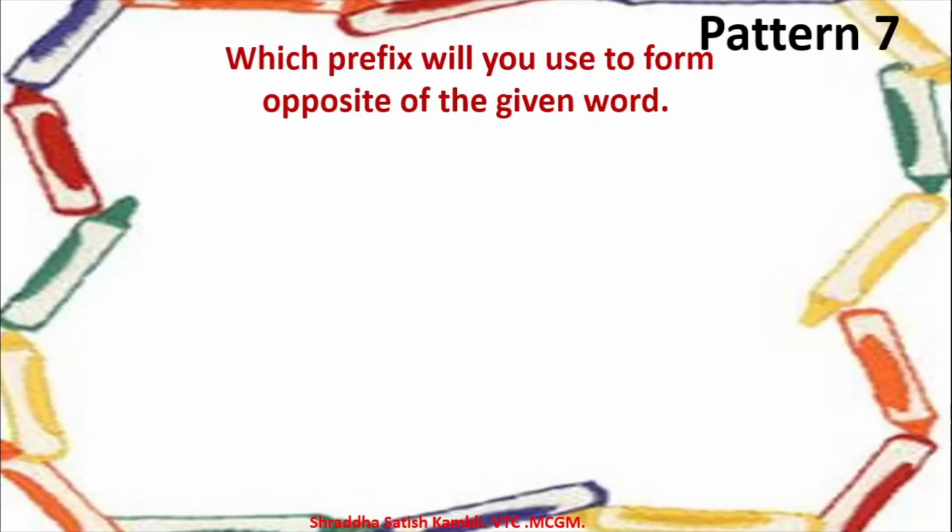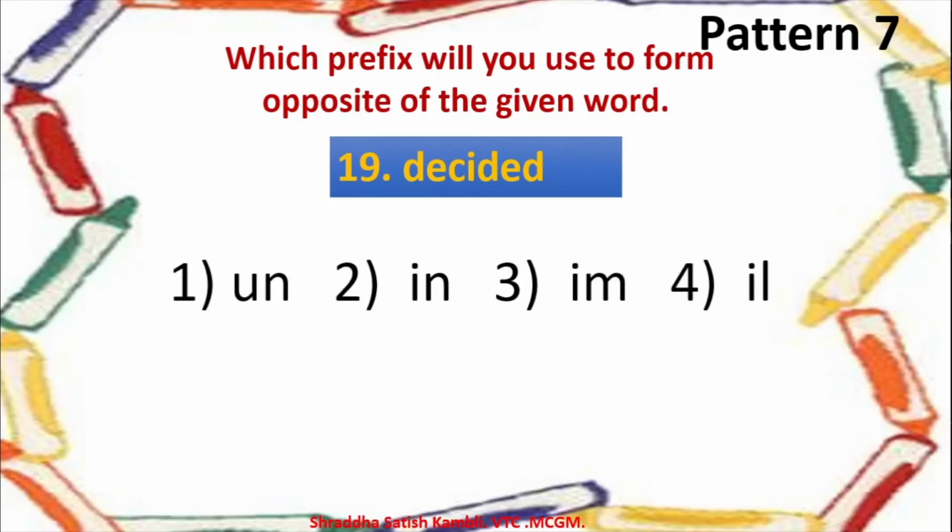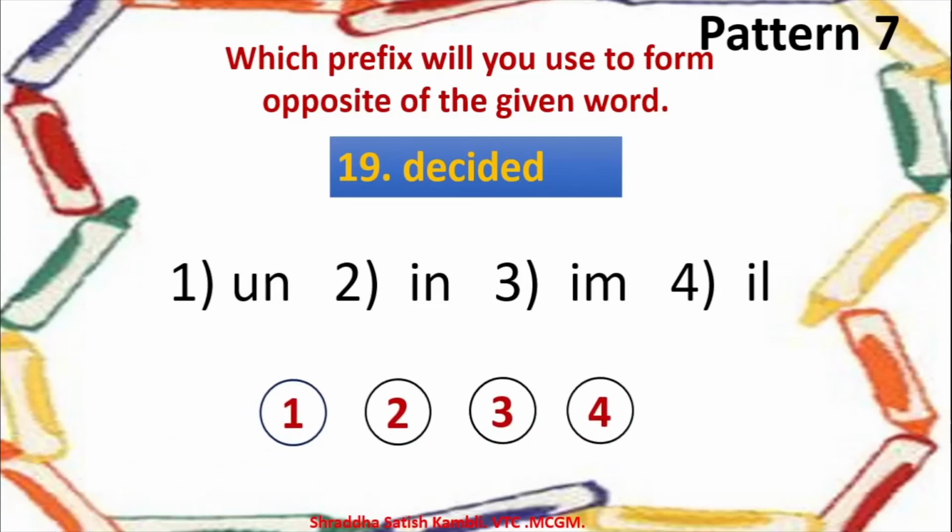Which prefix will you use to form the opposite of the given word? So you have to only select the prefix now. Let us see the word. The word is decided. Will you add un, in, im, or ill? Will it be undecided, indecided, im-decided, or ill-decided? Yes. What will it be? It will be undecided. So the answer is answer number 1.